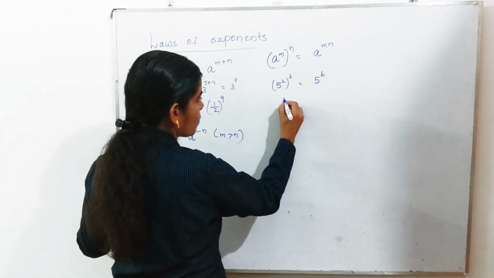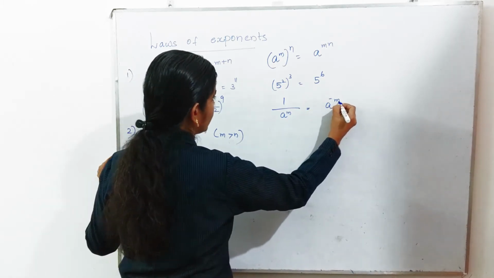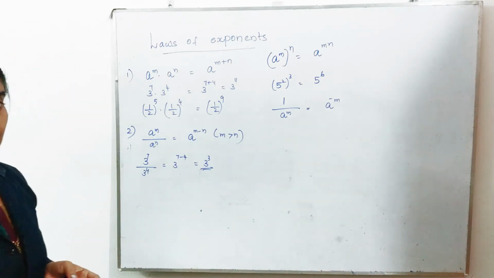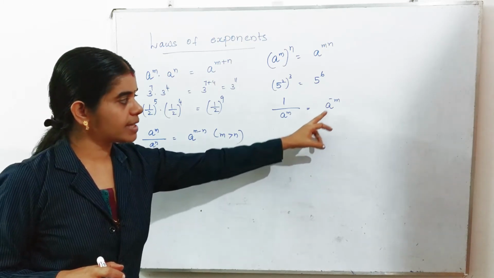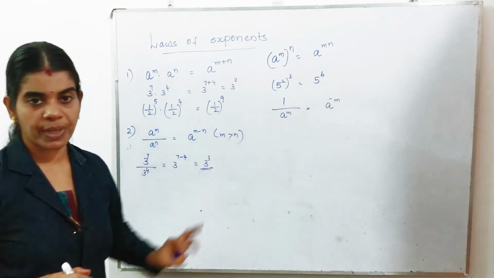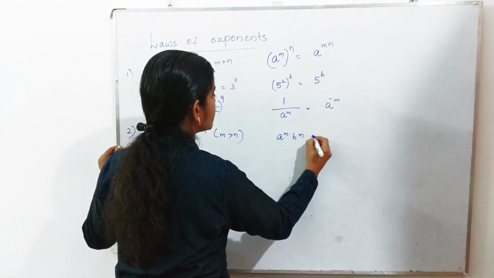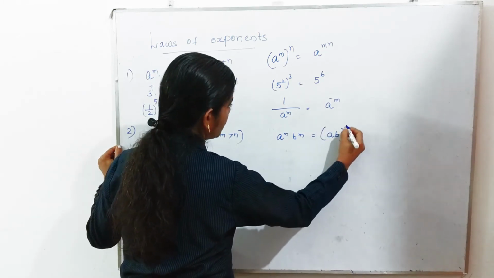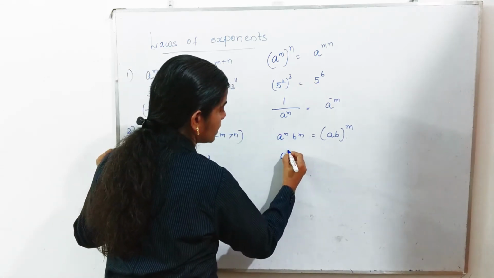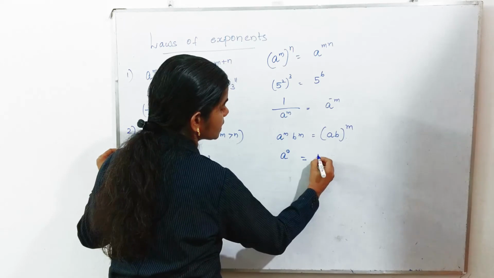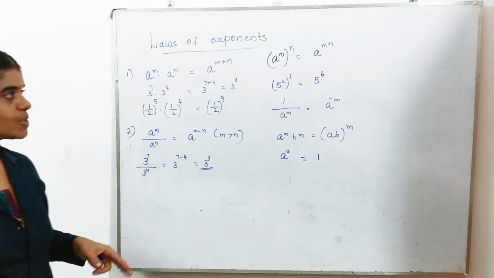Then we studied 1 by a raised to m. How can you write it? a raised to minus m. The power in the denominator you take to the numerator, then it becomes negative. So a raised to minus m is equal to 1 by a raised to m. Then a raised to m into b raised to m is equal to a into b all raised to m. Then you already know that any number raised to the power 0, a raised to 0, is equal to 1. These are the main laws of exponents.